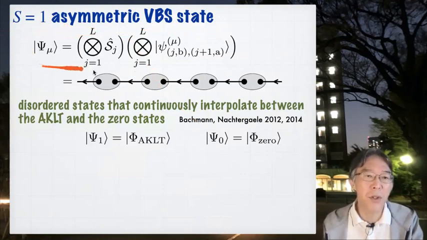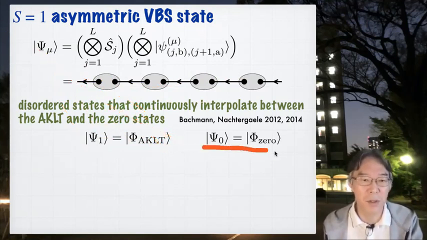Now, this is our main player, the asymmetric VBS state for spin 1. This is the definition in terms of the equation. So here you have these asymmetric valence bonds, a simple tensor product, and I symmetrize this to get a state with spin 1. So again, these black dots are spin 1/2. We have this asymmetric valence bond. You symmetrize to get a spin 1 state. Okay, so this is a disordered state that continuously interpolates between the AKLT state and the 0 state. If mu equals 1, this is the AKLT state. If mu equals 0, this is just the 0 state.